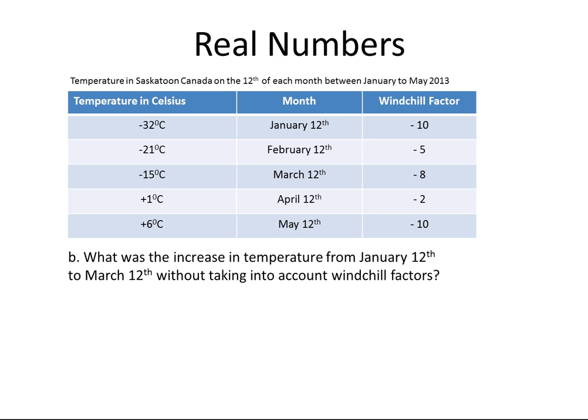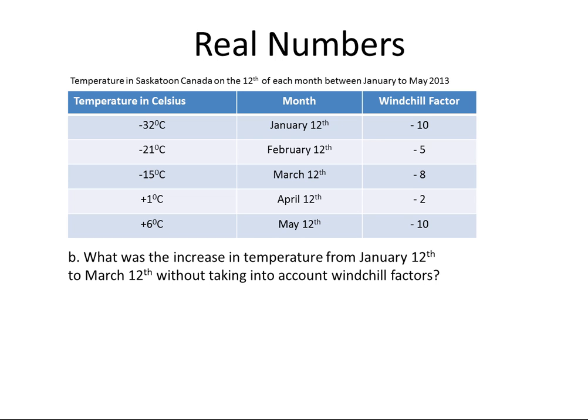Part B. What was the increase in temperature from January 12 to March the 12th without taking into account wind chill factors? The temperature reported on January the 12th was minus 32 degrees Celsius, and in March it was minus 15. It's warmer in March than in January because minus 15 degrees is closer to zero.